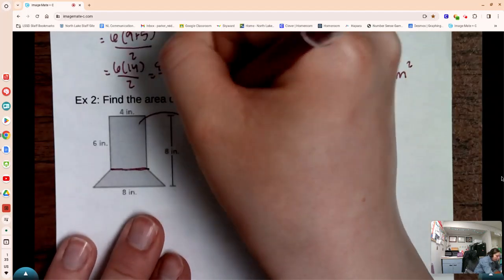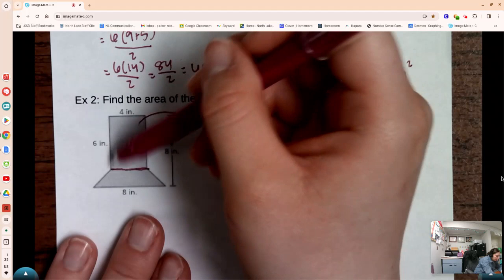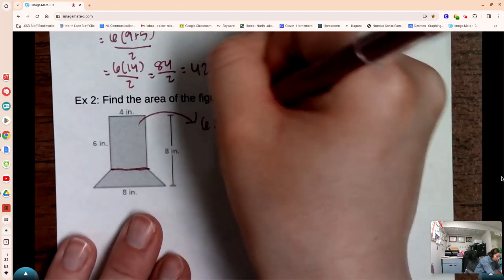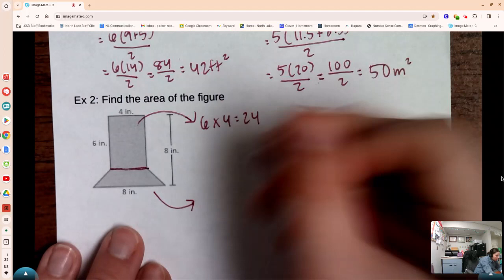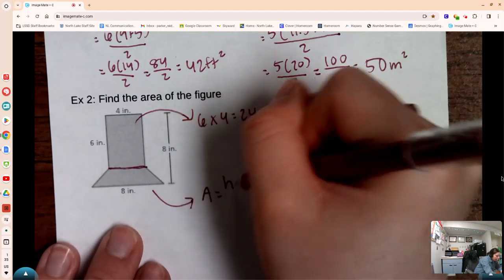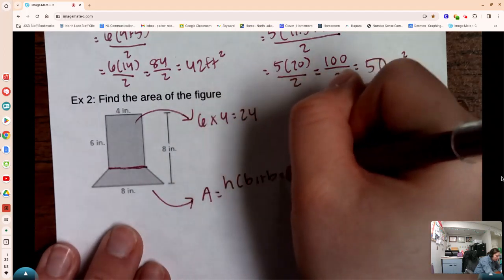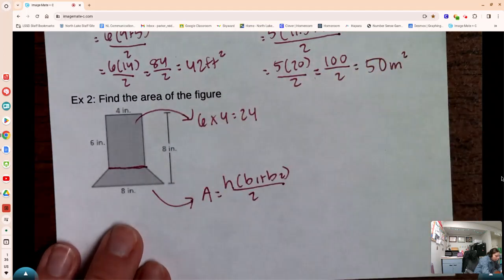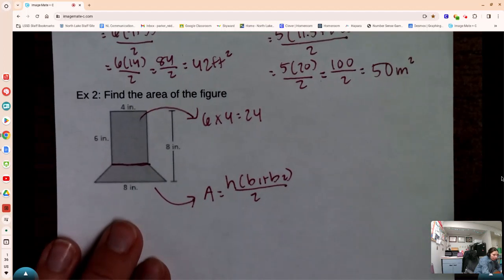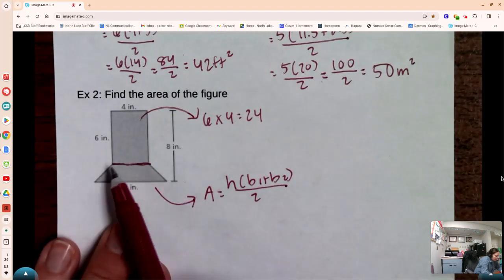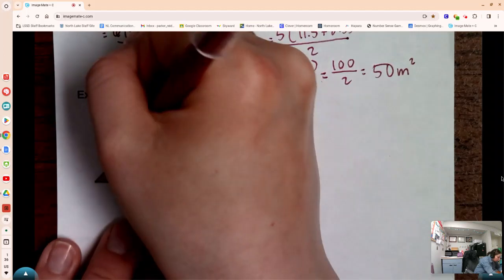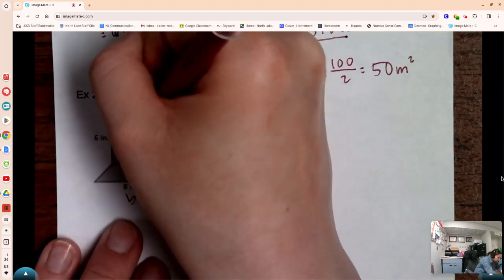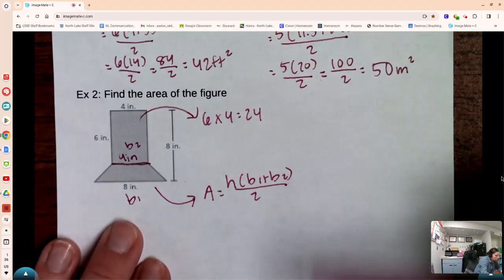The area of the rectangle is just base times height, so 6 times 4, which is 24. And then the area of the trapezoid, I'm going to use the new formula we learned, height times base 1 plus base 2 divided by 2. Remember, the bases are the parallel sides, so 8 inches, and then this side, which is not labeled, but we can see its label up here, 4 inches. So those are my bases. And then the height goes straight between them.